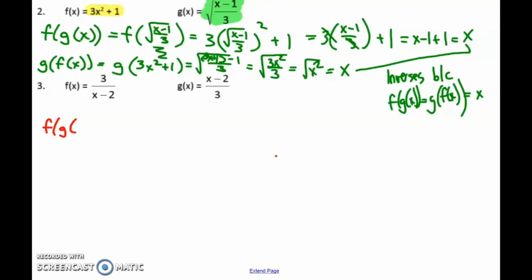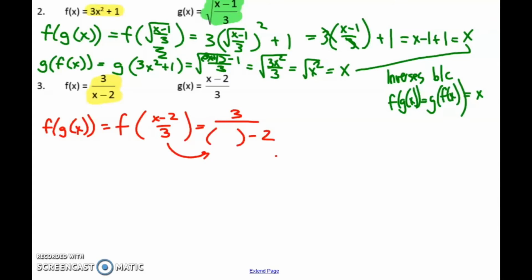f of g of x is going to be f of (x minus 2 over 3). So this is going to be fun. We're going to have a lot of fractions here. So what does the f function want me to do? The f function wants me to take 3 divided by my input minus 2. Well, your input, remember, is going to be this. So now I'm going to have inside the parentheses there x minus 2 over 3.